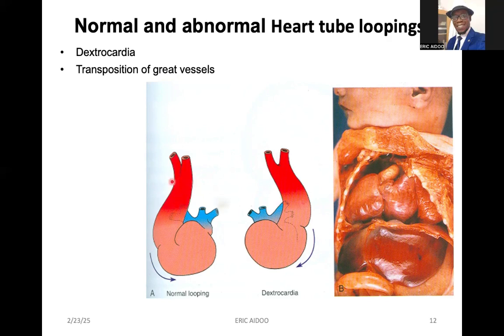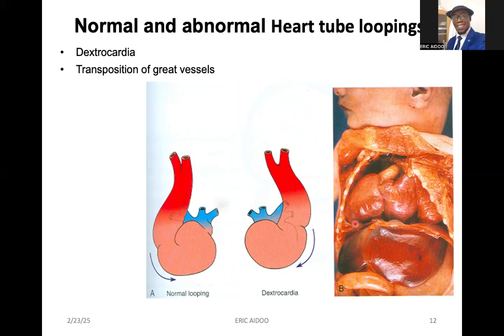The conotruncal region has now moved from the left to the right. So in an individual who has this abnormal looping, you are going to locate most of the structures that are supposed to be on the left, rather on the right side. Like this one, they are going to have this aorta more to the right than the normal position. So that is what the dextrocardia and therefore the clockwise looping brings about.